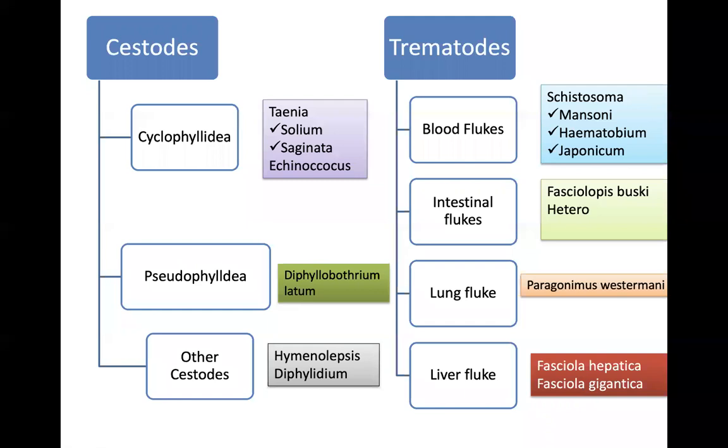In the trematodes, we have blood flukes like the schistosomes: Schistosoma mansoni, japonicum, haematobium. We have intestinal flukes that we talked about yesterday, like Fasciolopsis buski, Heterophyes heterophyes, Gastrodiscoides and Echinostoma, and the likes of such. And then you have lung flukes that I think you've already spoken about, like Paragonimus westermani. And then you have liver flukes that we talked about yesterday, like Fasciola hepatica, and others.